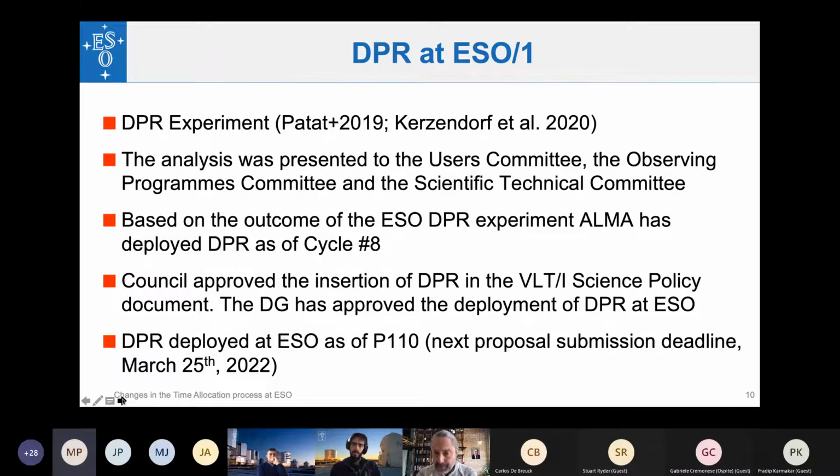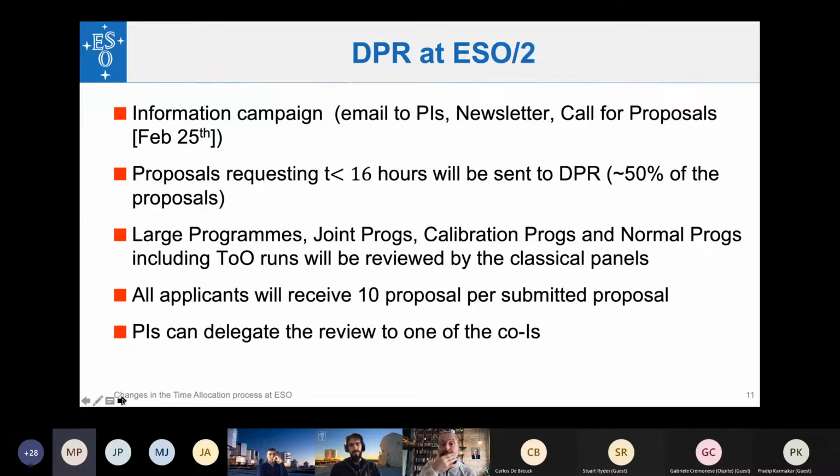Now, Council has approved the insertion, based on this, of DPR in the VLT and VLTI science policy document. So it's part of the authorized procedures, and the DG has approved the deployment of DPR at ESO as of P110. And this is what we are going to have. We've already received a few proposals, and I can tell you that half of them, it's a small number statistic, but half of them will go through DPR for the time being. It's only 5 proposals we are talking about. So, as I said, DPR is deployed at ESO, and the next proposal submission deadline is March 25th, as was already mentioned before me.